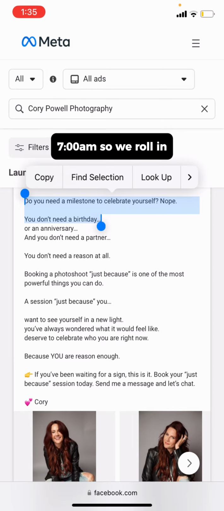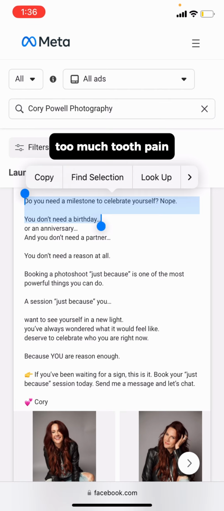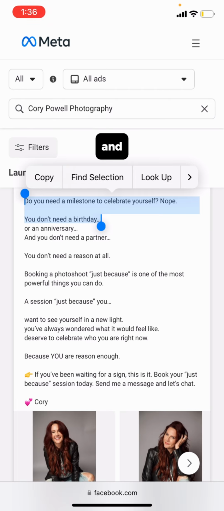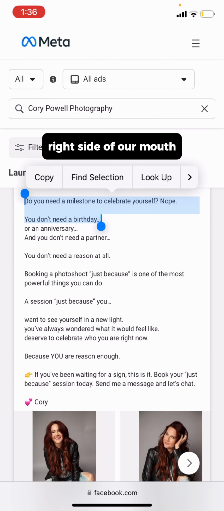So we roll in. We're there right on time. Barely slept. Too much tooth pain. And they do the X-ray on us. Say, wow, big cavity. Yeah, right side of our mouth, in the back, on the bottom, our molars back there.